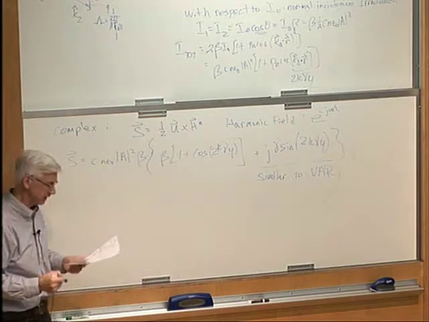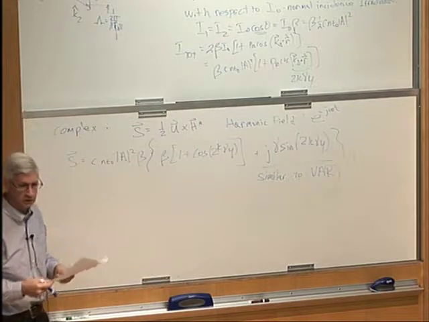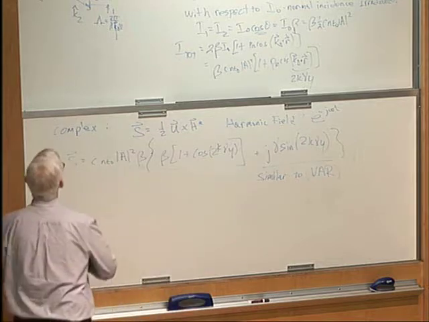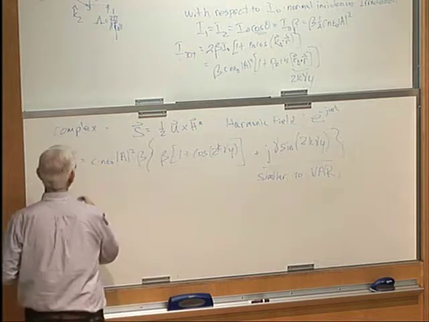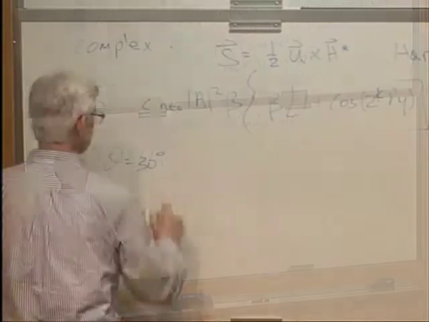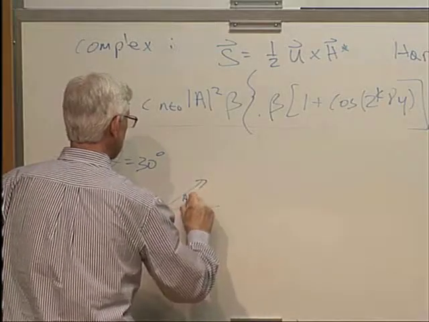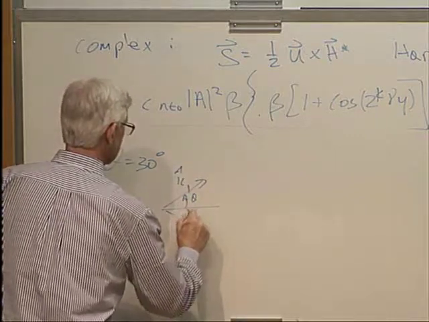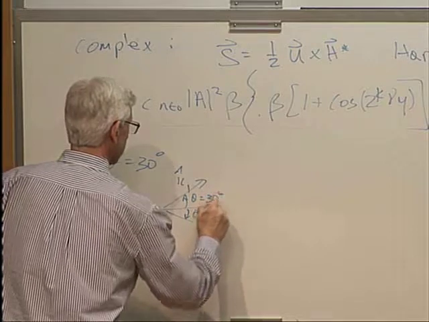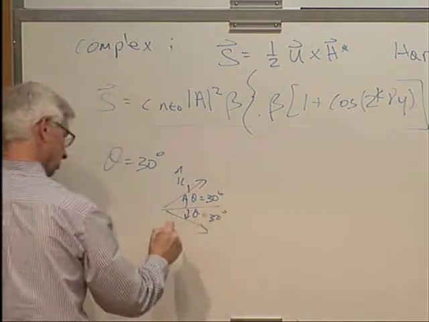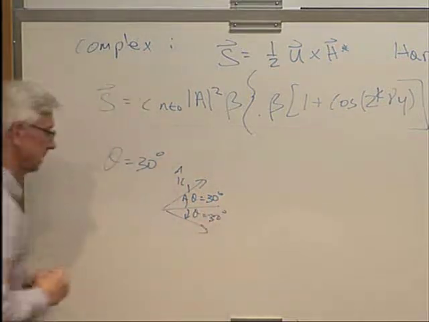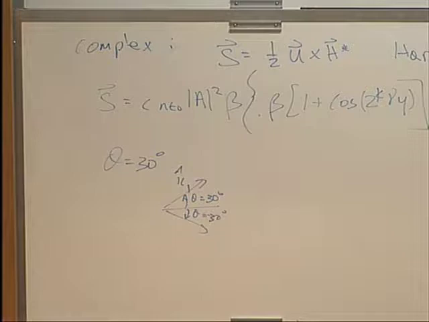Okay, well, why do we have that? Let's look at this situation for an angle theta of 30 degrees. That means that here K1 and K2 are both 30 degrees there. I guess with the sign convention, this would actually be a minus 30 degrees. Okay, like that.